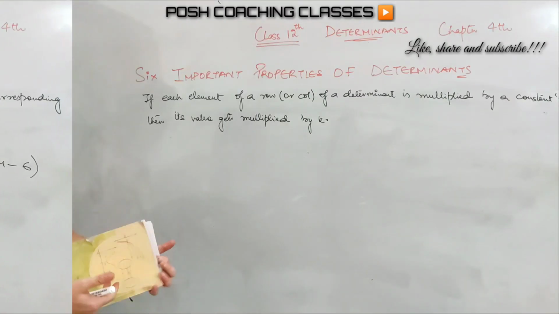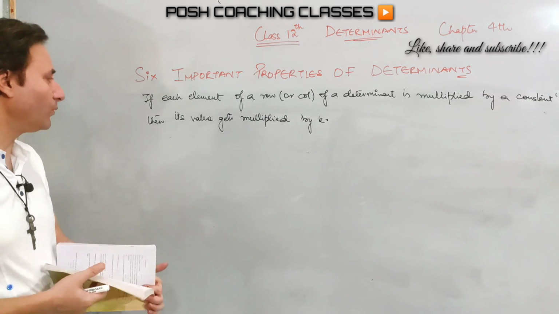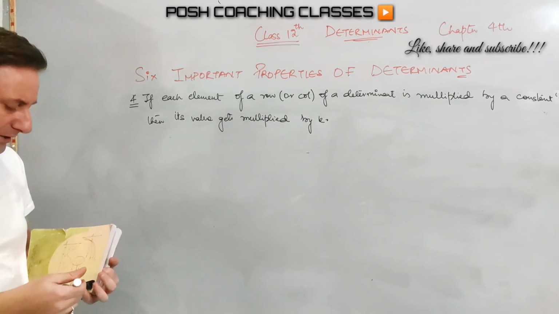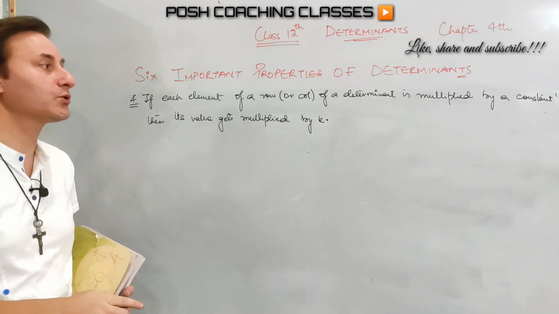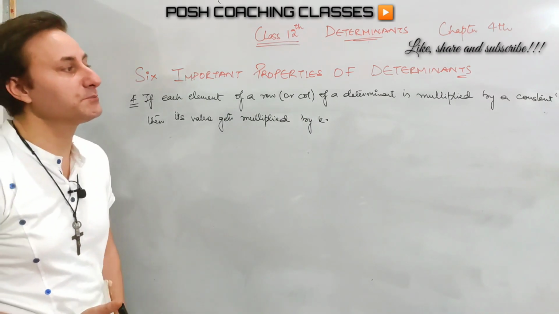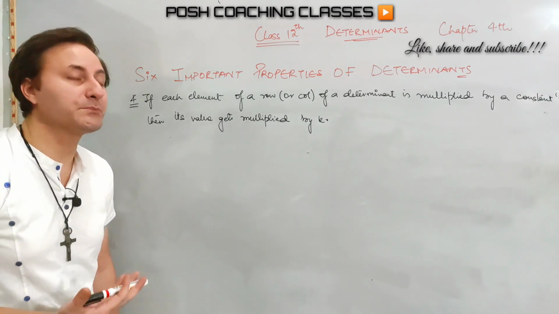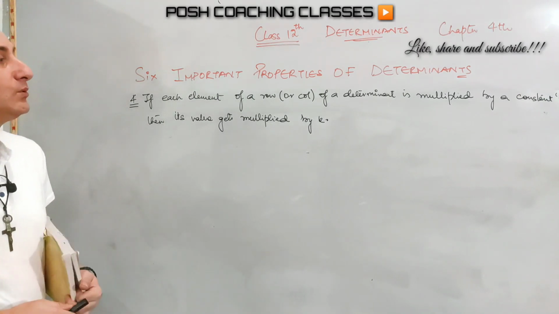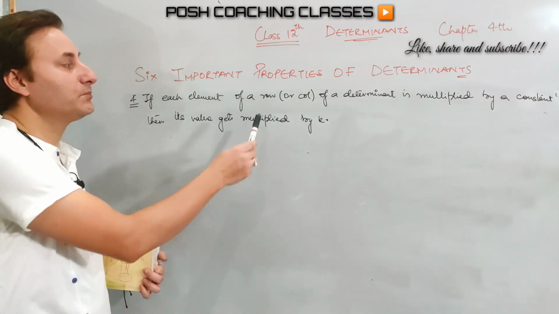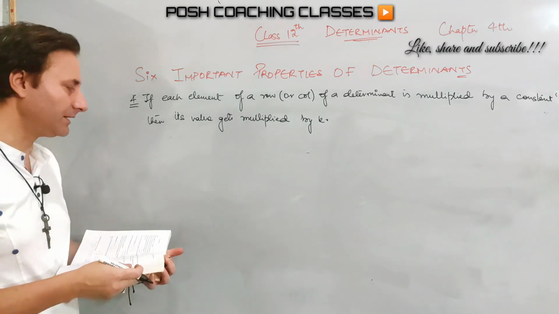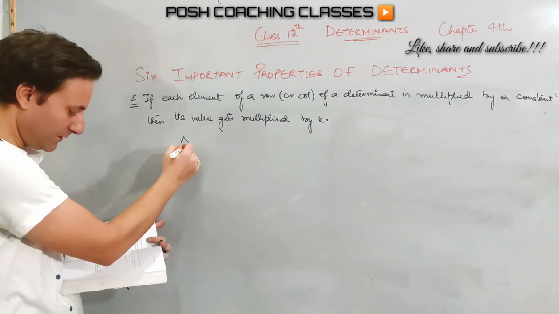Now let's move to property number 4. What does property number 4 say? It says if each element of a row or column of a determinant is multiplied by a constant k, then its value gets multiplied by k. Again here also you need to remember it can be either a row or a column. Let me take an example and it will be much clearer to you.